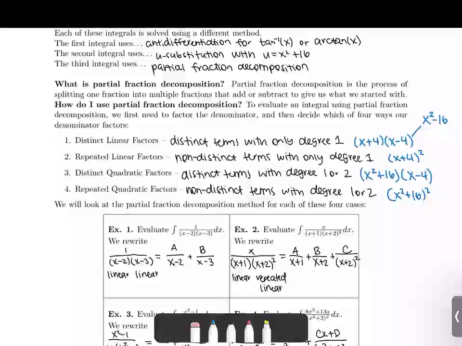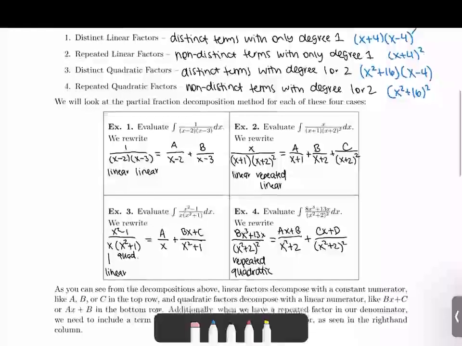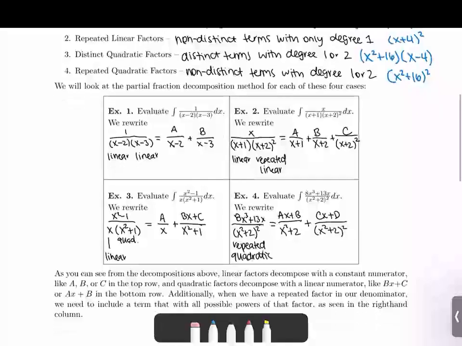So our denominator could factor into linear or quadratic terms that are either distinct or repeated, meaning they have a higher power. So we talked about the setup for those four cases. So what we're going to do in this video is take a closer look at example 1 and 2, the examples that use linear terms, and look at how to solve for A, B, and C.